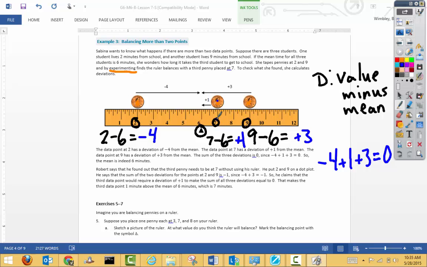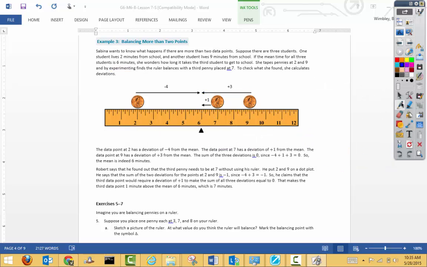What does my deviation tell me though? My deviation is 1, so that tells me that it takes her 1 minute longer than the average time. This 9 has a deviation of 3, so this student takes 3 minutes longer than my average student. Okay, let's keep going.